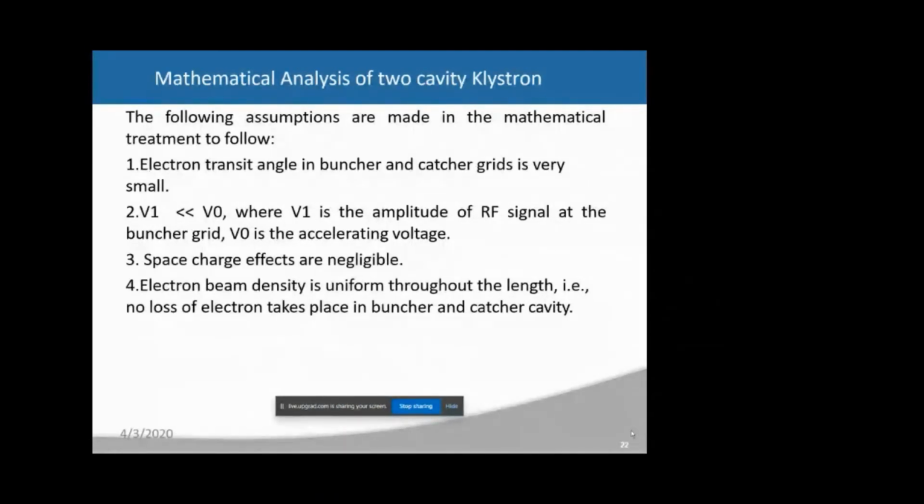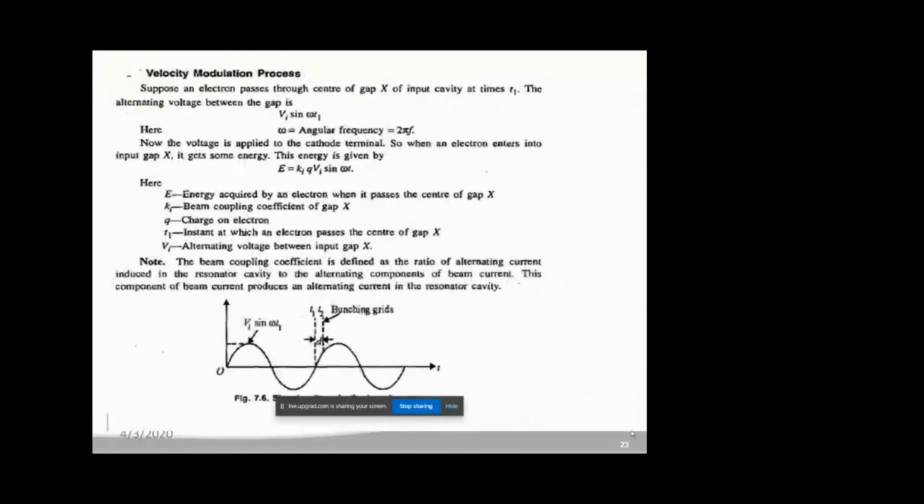Now we'll see mathematically how we can prove the velocity modulation process. I request all of you to please use pen and paper and write the derivations in your copy, so that it's very easy for you to understand rather than only referring to the slides. Just in the message group also, I convey to you to please carry pen and paper. It's better if you are referring to the copy.